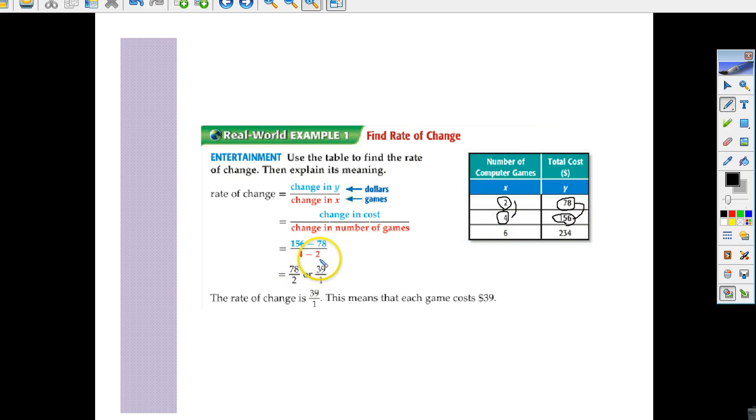So here you have 4 minus 2 at the bottom, and it is simplified to 39. So that means each game cost is $39. Now this would be the same if you do, say, 234 minus 156. If we went this change here over 6 minus 4, that would still give you the same rate, $39 per game.